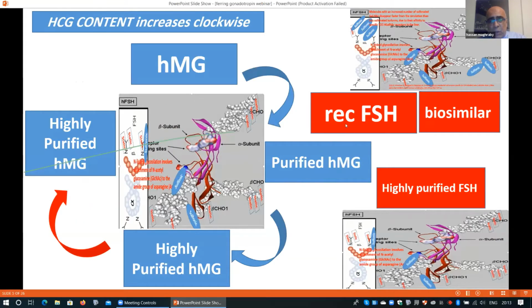FSH in all urinary products is an acidic FSH, which means that it has sialic acid on the carbohydrate moieties, and this gives the product a specific characteristic. It is long-acting and it doesn't bind strongly to the receptor, so it gives a mild stimulation. Whereas in rec FSH, the FSH is basic, which means that it has sulfonic acid on the carbohydrate moieties, and this will result in a compound which is potent. It binds strongly to the receptor, but it is short-acting.